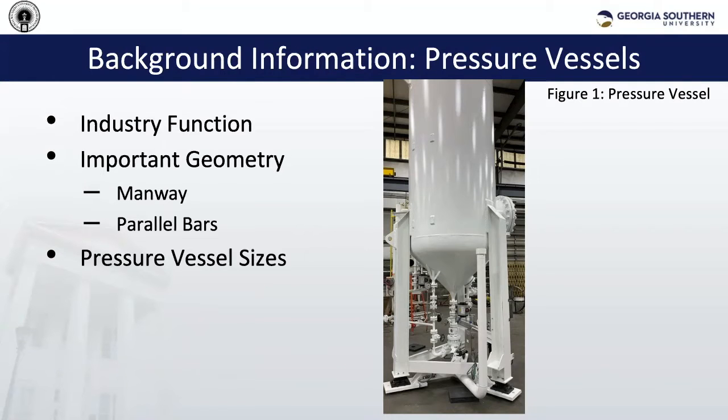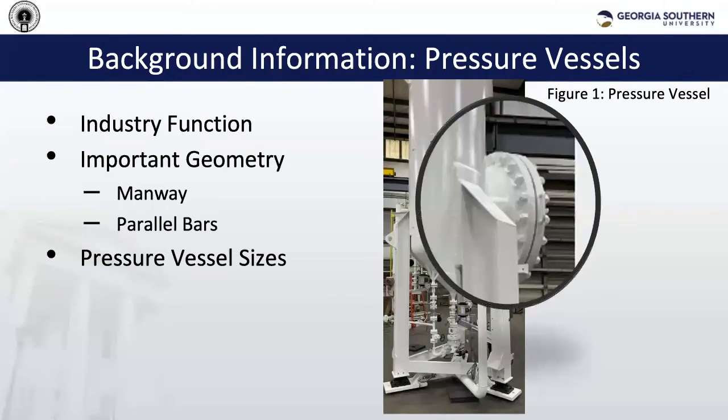Starting off with background of pressure vessels. Pressure vessels are used extensively throughout the industry. These pressure vessels in particular are used in the oil and gas industry to hold catalyzing chemicals. There are only a few important geometry points that I want to talk about, the first of which is the manway. The reason the manway is important to think about for this research is that it shifts the center of gravity of the pressure vessel itself.